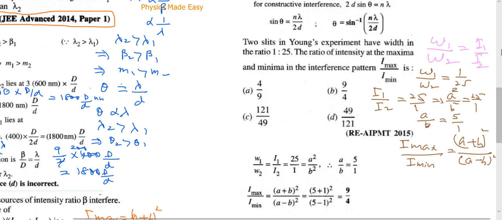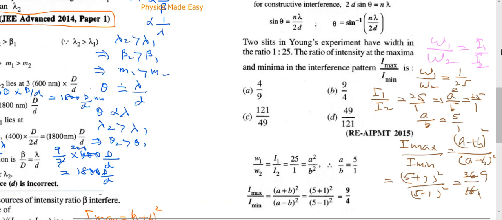Now this will be equal to (A plus B) square by (A minus B) square, which means (5 plus 1) square by (5 minus 1) square. This is 6, 6 squared means 36. Here I have got 4, 4 squared means 16. So 36 by 16, 9 by 4. Very easy problem.